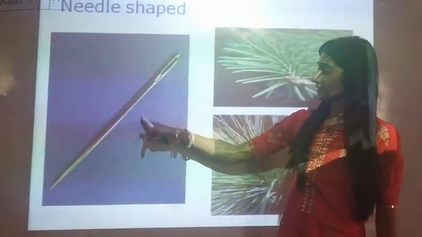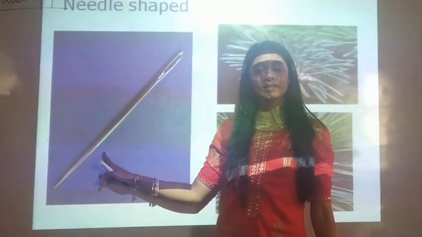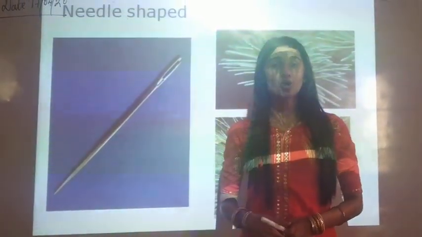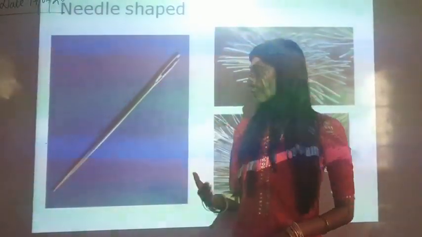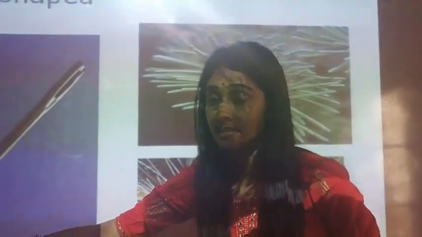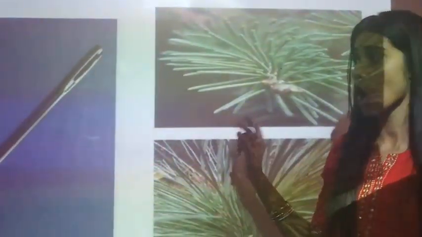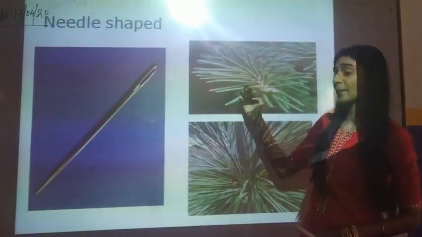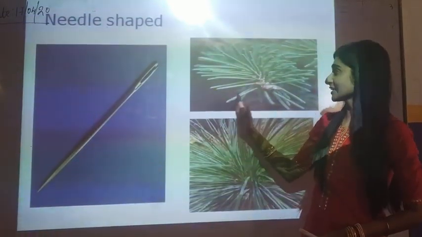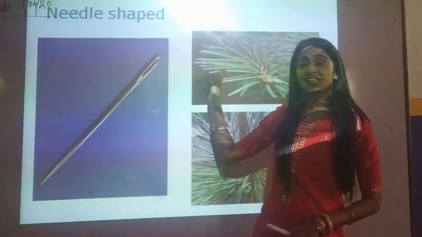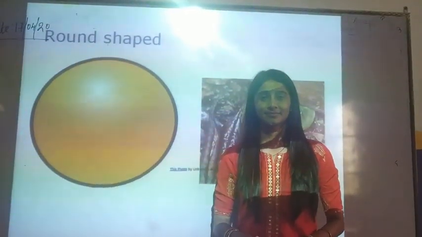Can you guess what this is? Yes, this is a needle. Your mama often uses this when your clothes get torn, to stitch those clothes. So observe these leaves. These also look the same as a needle. These are thin, long and also have a pointed end. So this is an example of pine leaves. This type of leaves are known as needle-shaped leaves because of their shape, the same as a needle.